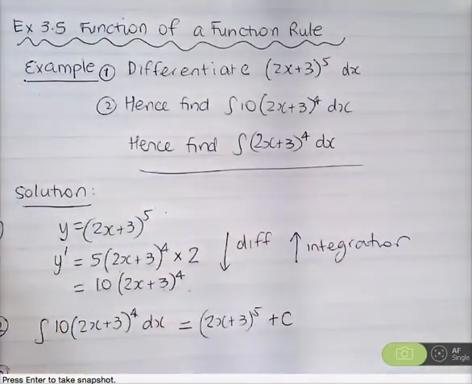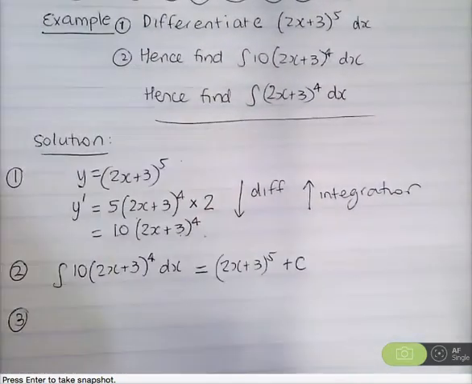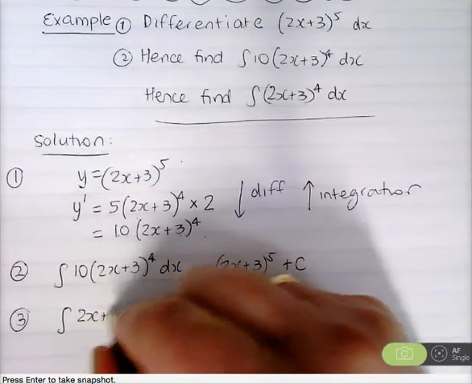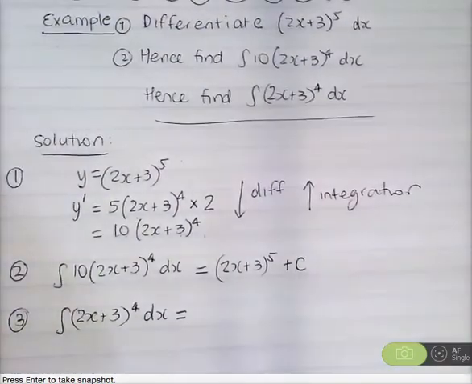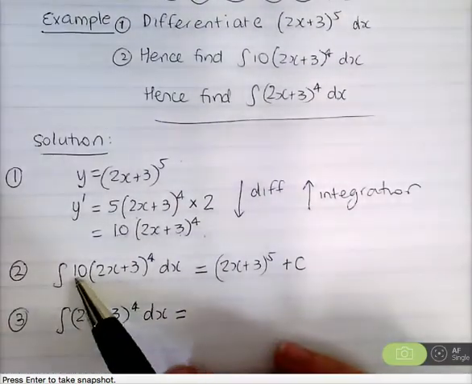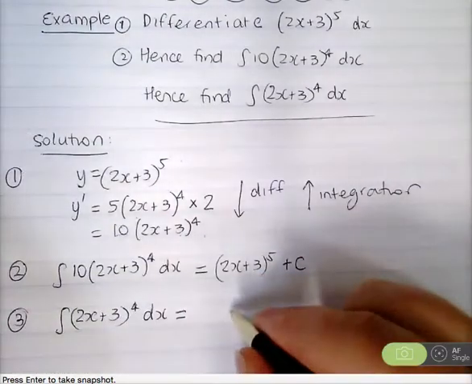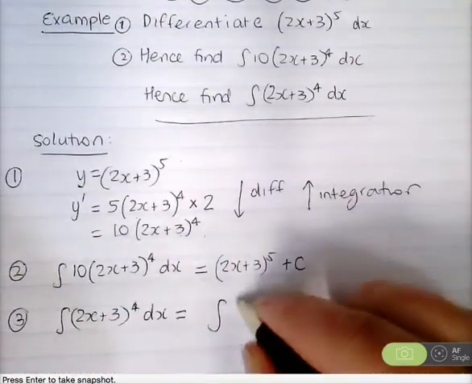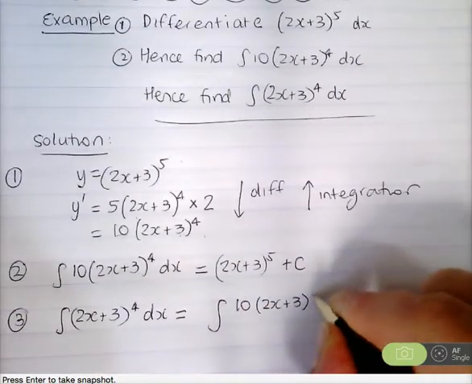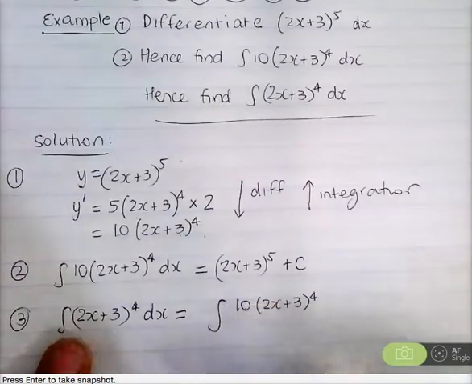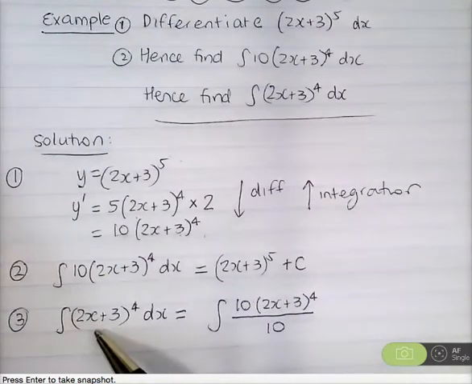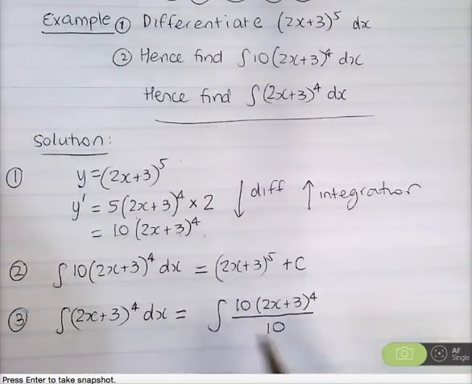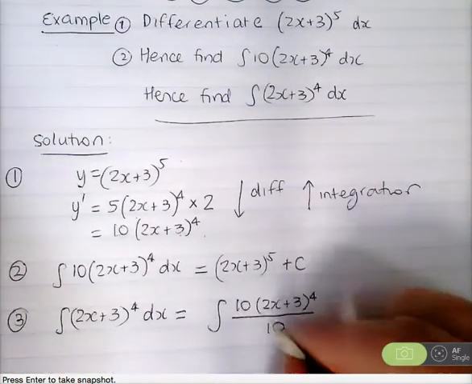And then part 3 says, hence find the integral of (2x + 3)^4. So we're trying to find that. Now, if you look at part 2, we only know how to find the integral of 10(2x + 3)^4. So I'm going to say that that is the same as doing 10(2x + 3)^4, but here I've got an extra 10. This is 10 times bigger than that. So to alleviate that problem, I'll divide by 10. So this left-hand side expression, (2x + 3)^4, is the same as doing 10(2x + 3)^4 divided by 10, because the 10s cancel to give you that.